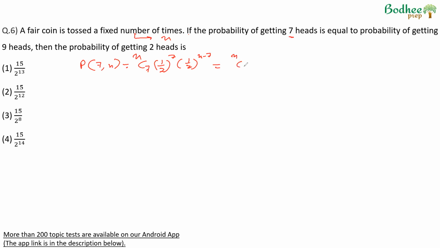we'll get nC7 1 by 2 raised to power n. Probability of getting 9 heads out of n will be nC9 into 1 by 2 raised to power n. These two are equal. Therefore, nC7 is equal to nC9. This happens when n is equal to 7 plus 9, that is 16.